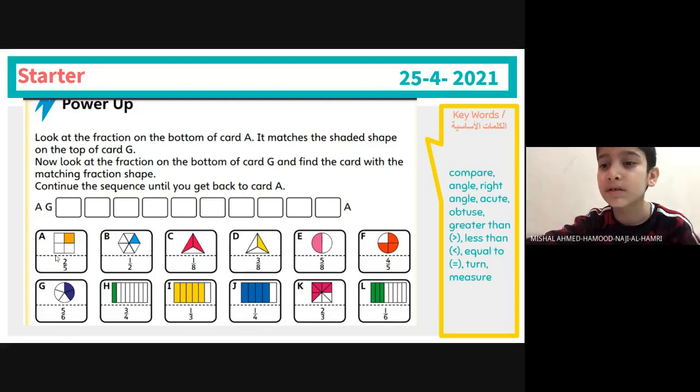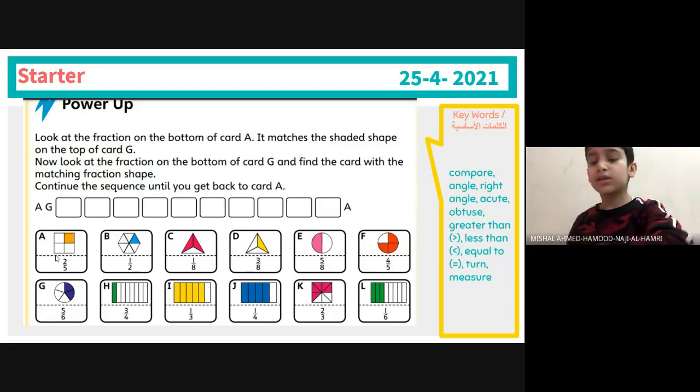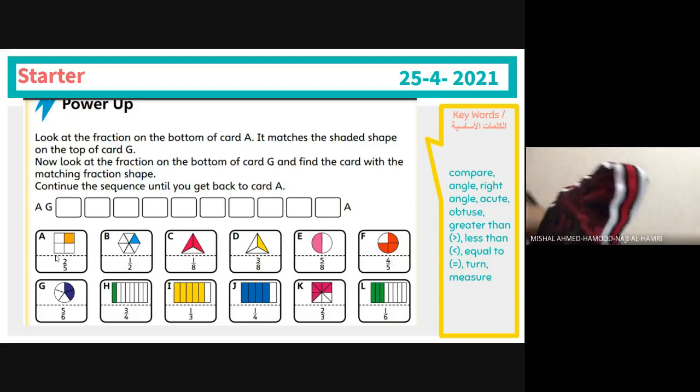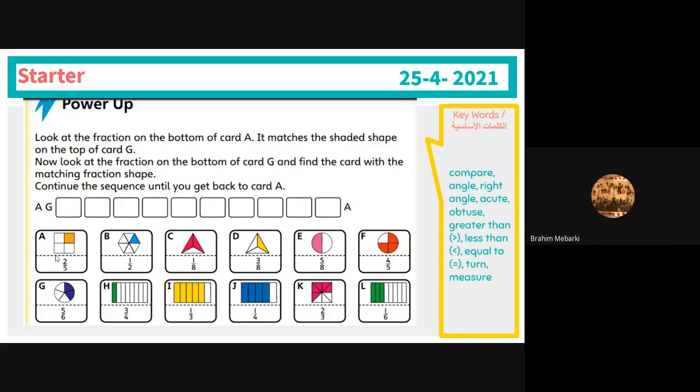Are you done with all the cards? No, I'm not done. Okay, so why did you turn on your microphone? What do you want? Because I don't know what to do. You write the letter with the matching card. I showed you before. A matches with G. Okay, so B matches with which card? You write it, and next to it you write the letter of the card that matches that fraction.